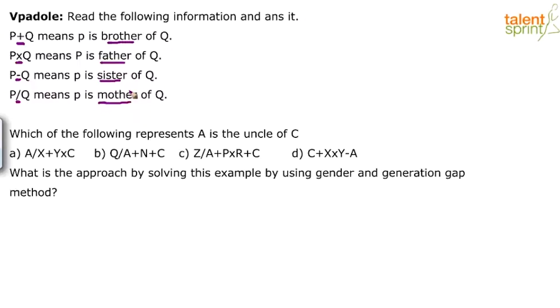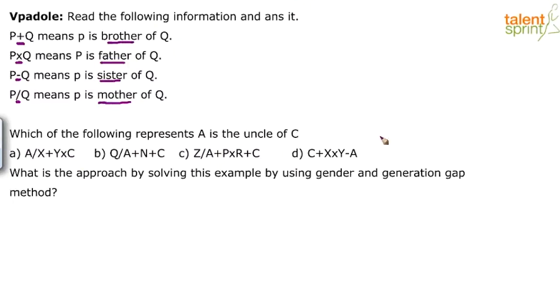Okay, straight relations given there. Now, which of the following represents A is the uncle of C? In which of the following options do you find that A is the uncle of C? The best part is all four options have been given to us in terms of equations without any option which says none of these. So you can apply the elimination method here even more confidently.